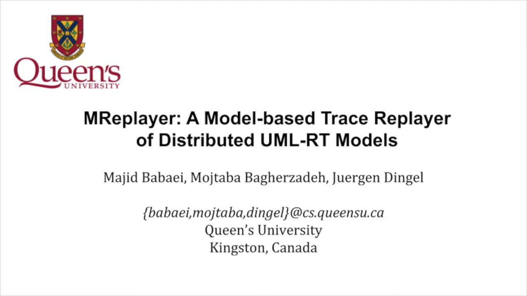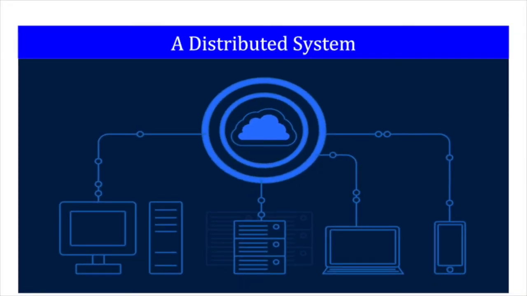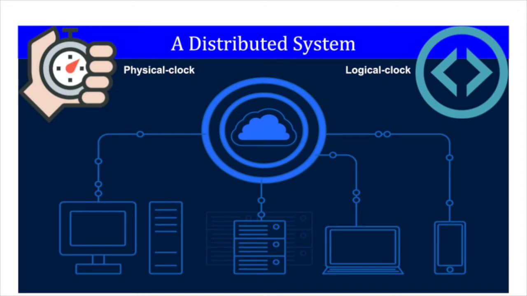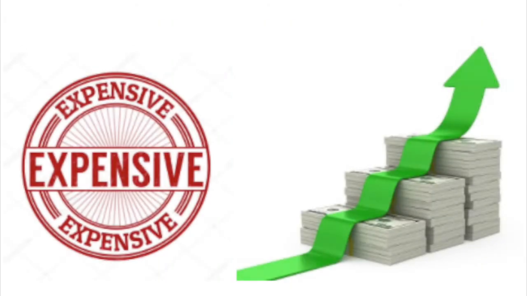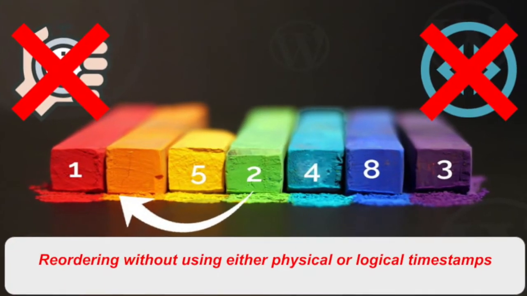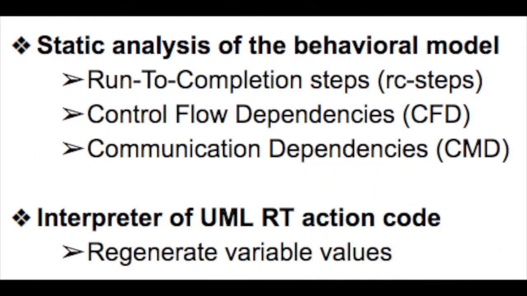Before we begin, I am going to take a few moments to talk about what makes MReplayer unique. Most existing trace replayers for distributed systems are using either physical or logical timestamps. However, these approaches turn out to be computationally expensive and usually inaccurate. Whereas, MReplayer neither uses physical nor logical timestamps for ordering traces from a distributed system. Instead, it relies on static analysis of the behavioral models.